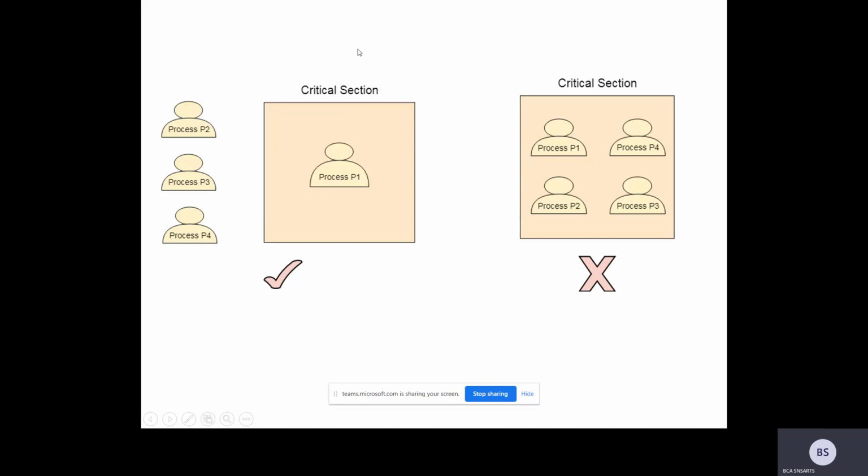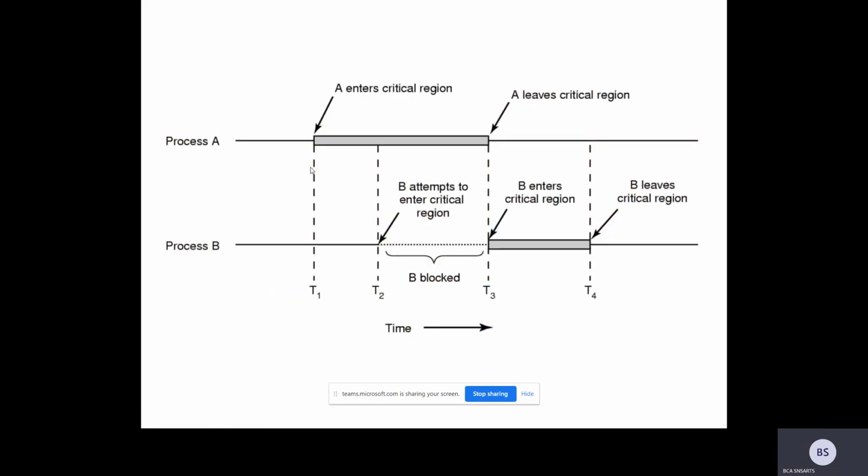This is what is critical. When the shared variable is used by only a single process, we can say it is a critical region. So process 2, process 3 and process 4 may not be allowed to access the critical region. Once process 1 has completed its work, process 2, 3 or 4 can be allowed to use the critical region.